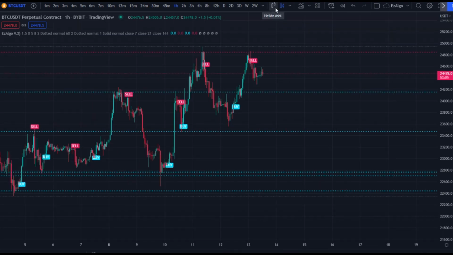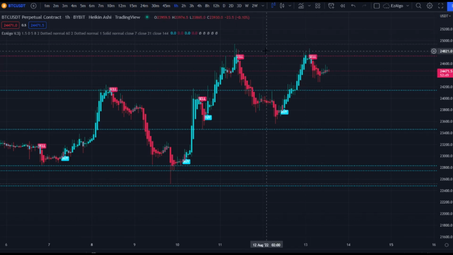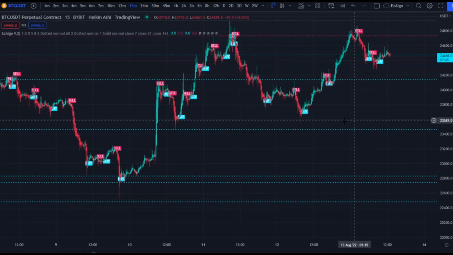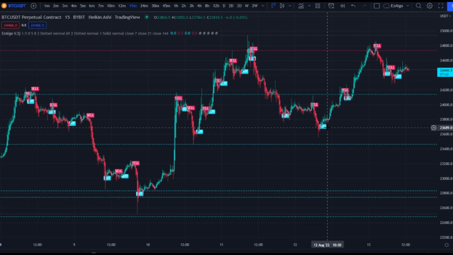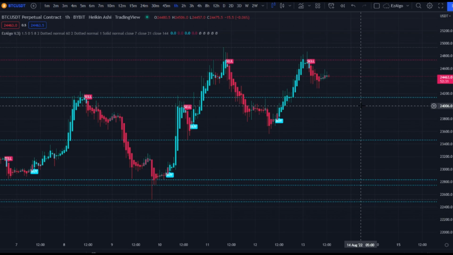Now we're going to switch back to the regular Heikin-Ashi candles, and that looks a whole lot cleaner. And we're going to move down from here to the 15-minute time frame. Now, if you're not profitable using this strategy on the 1 hour, I wouldn't recommend going to the 15-minute because the 1 hour is money, guys. If you're using the strategy on the 1 hour, it is absolutely money.